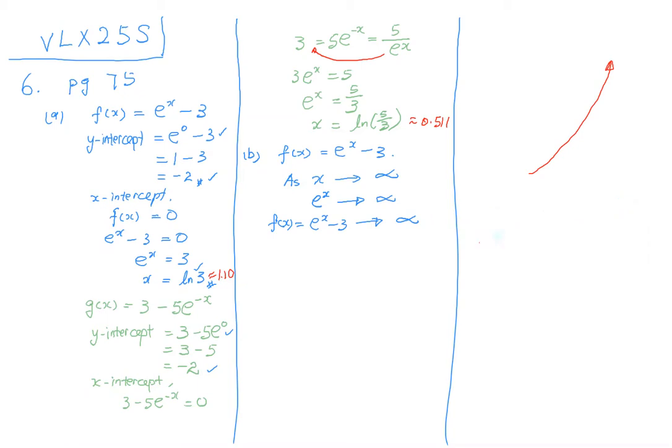Okay, then next one, we are going to study as x approaches negative infinity. So what happened to e to the power x? It approaches 0. Is it correct, class? Agree? So then what happened to the function f(x)? It approaches negative 3. So it will approach negative 3.